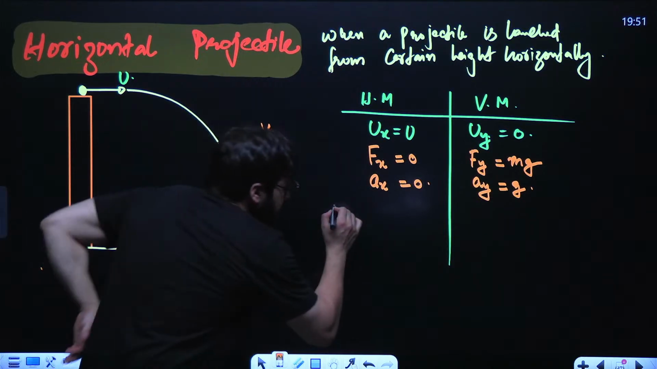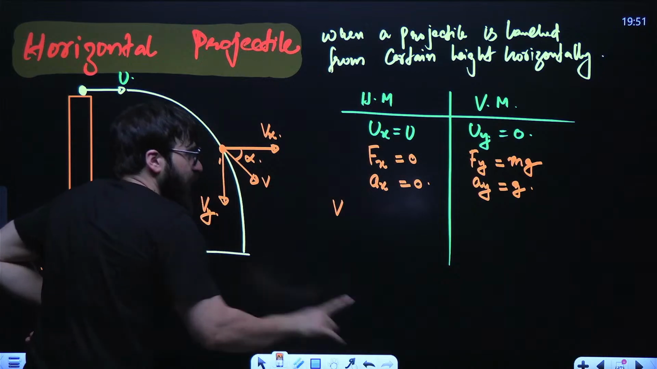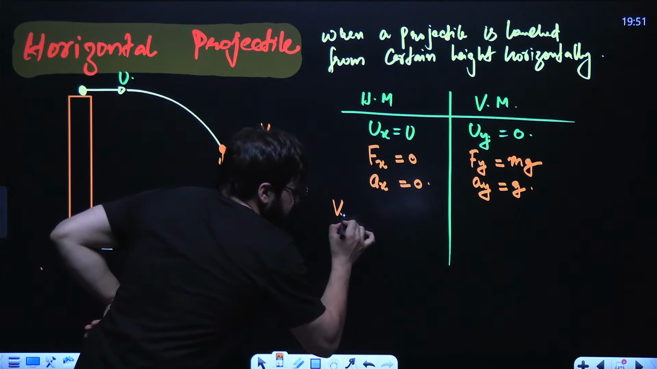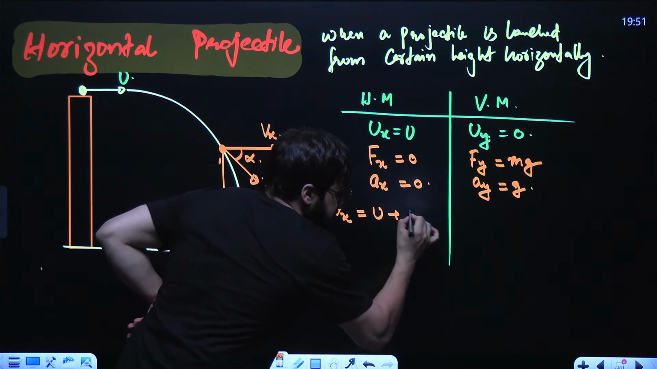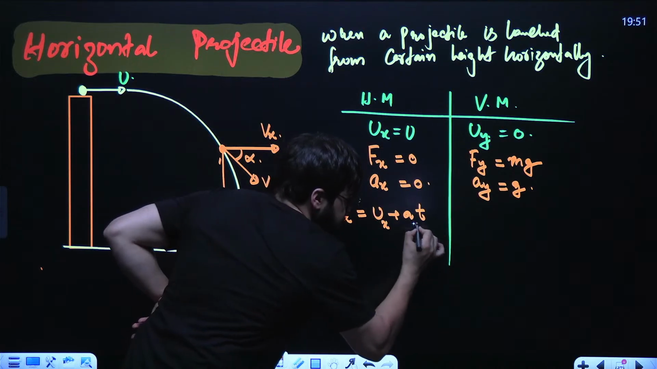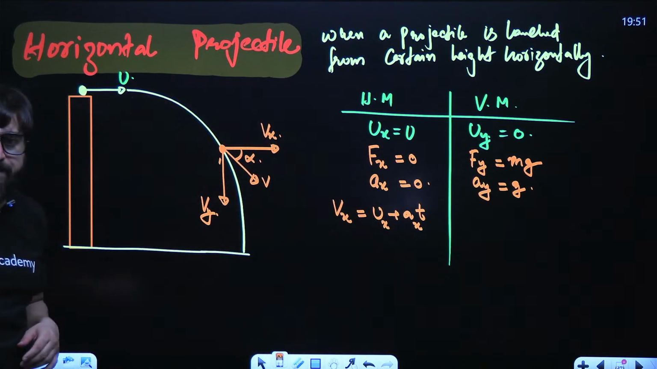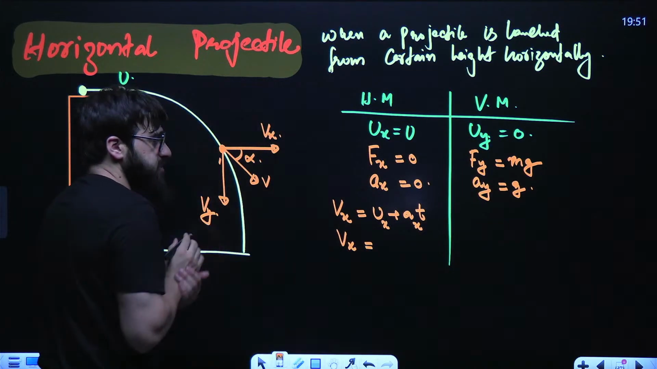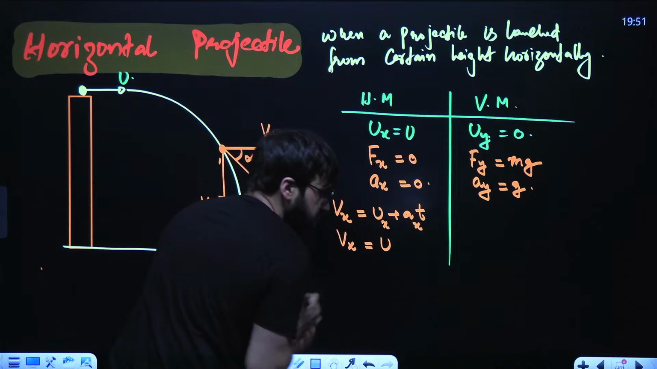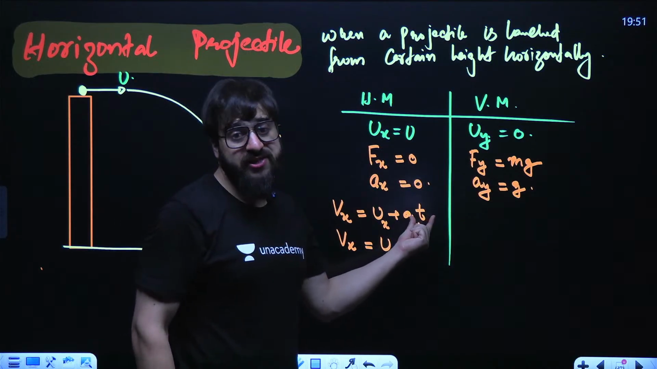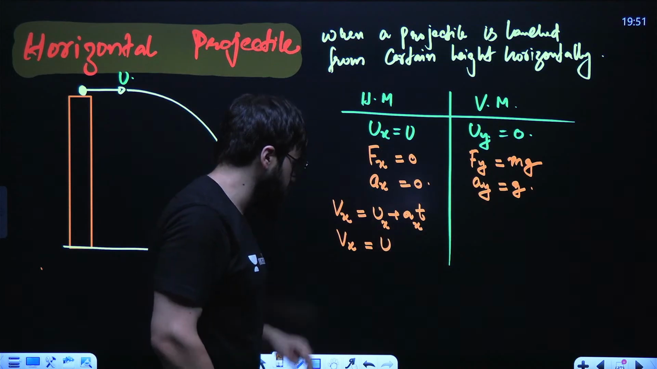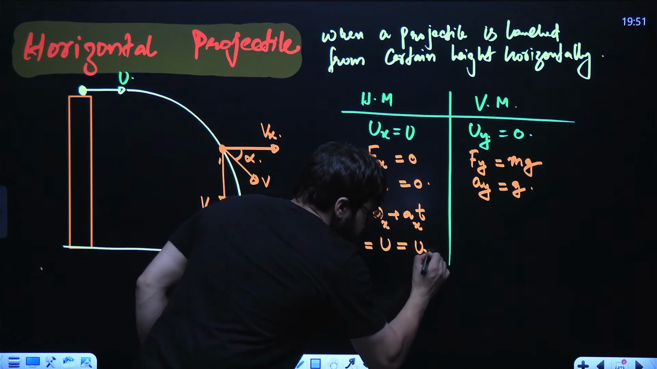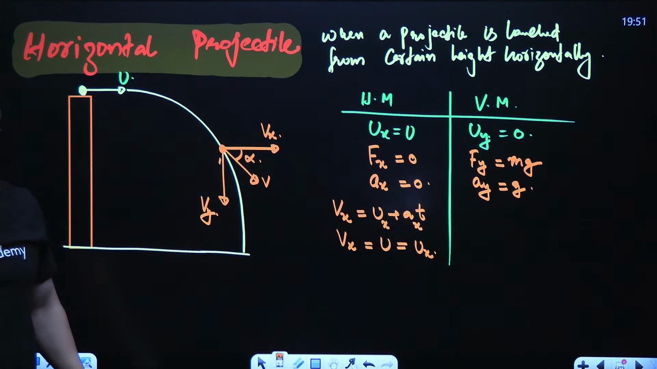Now, can you tell me what is the velocity in x direction finally? Guys, see, we say vx is equal to u plus a into t. Use this in x direction. Initial velocity in x direction is u. What is the acceleration in x direction? That is 0, so this term will become 0. So it is ux. So here also, velocity in x direction remains constant.